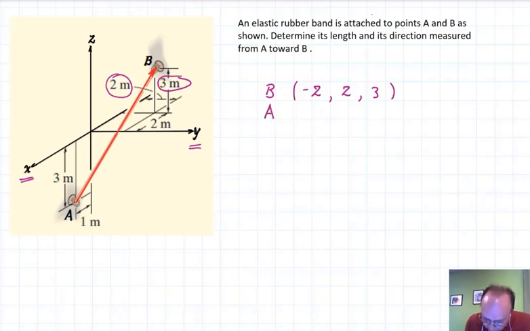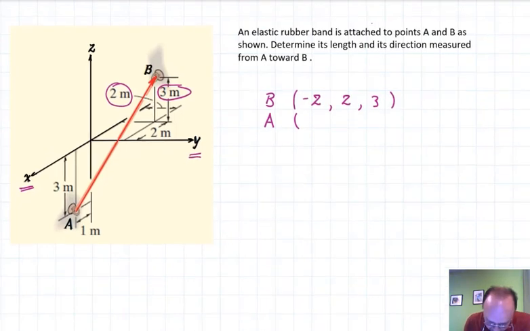Now coordinates of point A. In the x direction, point A, 1 meter. In the y direction, this point is on the plane xz, so 0. And in the z direction it is going -3. Alright, so you just make the subtraction of this.